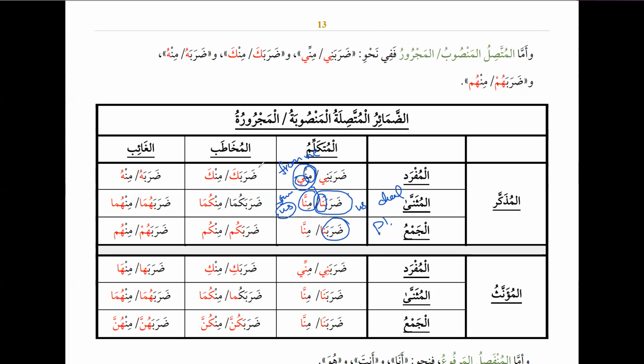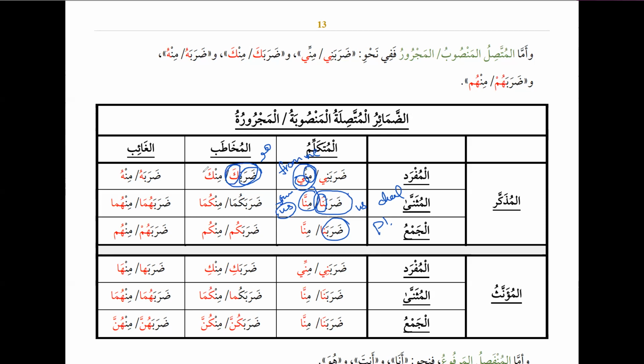طيب ممتاز. Okay, ضربك. How will you translate ضربك? He hit you. أحسنت. Where is the فعل? Where is the فاعل? Where is the مفعول? فعل is ضرب. فاعل ضرب is the ضمير مستتر تقديره هو. Where is the one who is being hit? ka. ممتاز. This is the مفعول.